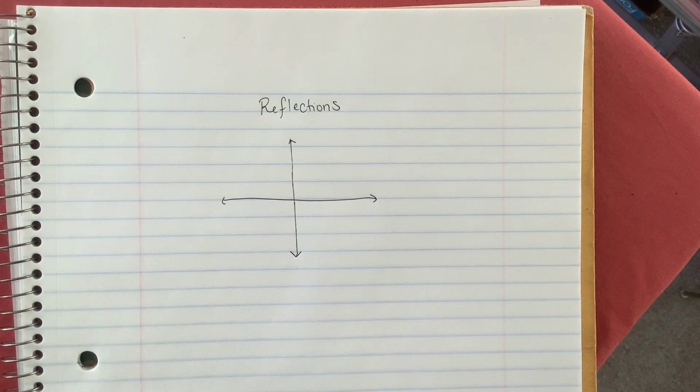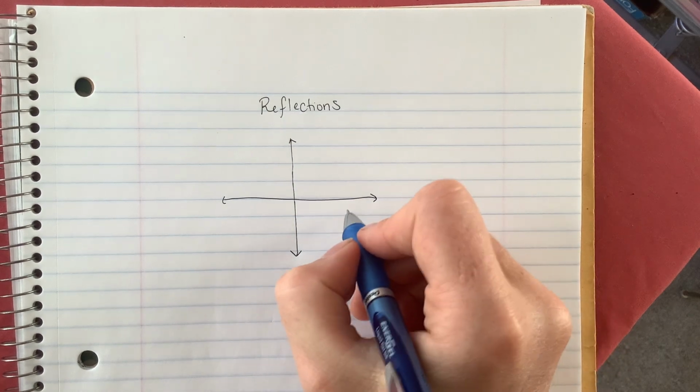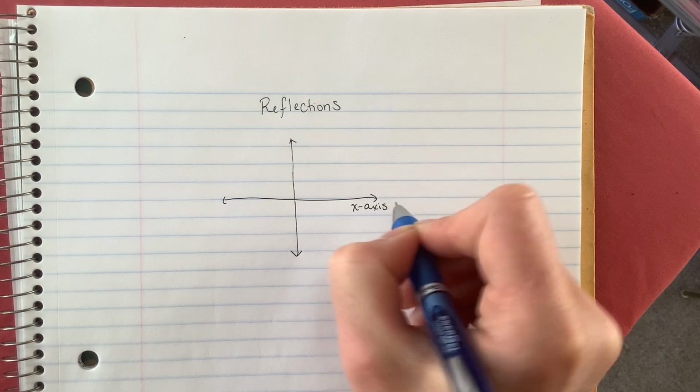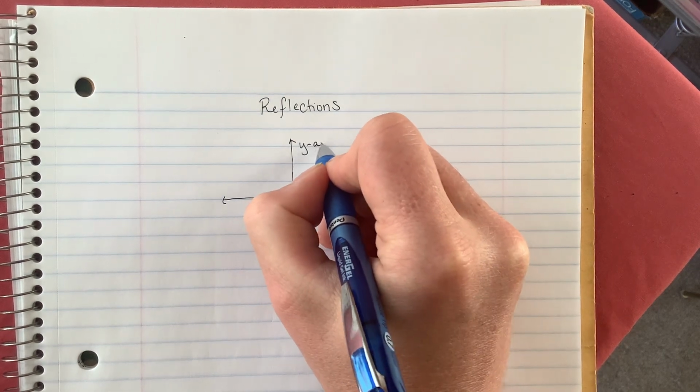The next transformation that we're going to look at is reflections. So again, unlike in geometry, we're going to be limited to only two types of reflections, which are reflections across the x-axis and reflections across the y-axis.